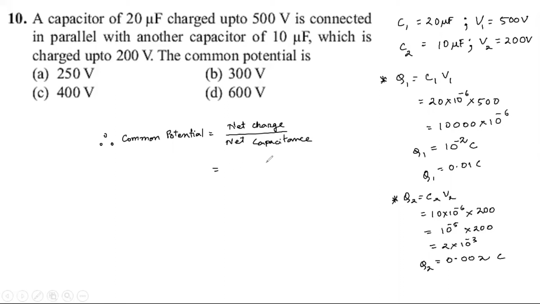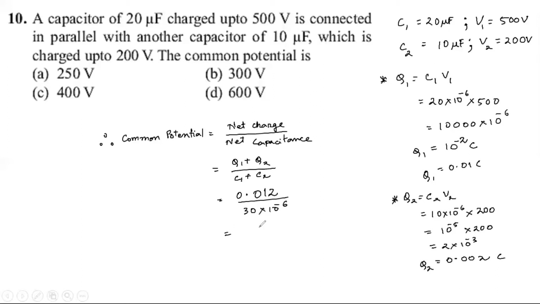So our net charge is Q1 plus Q2, and our net capacitance is C1 plus C2. So Q1 plus Q2, we get something 0.012. This is our net charge. Now our net capacitance is like 20 plus 10. So it's around 30 microfarad. So 30 into 10 to the power minus 6.